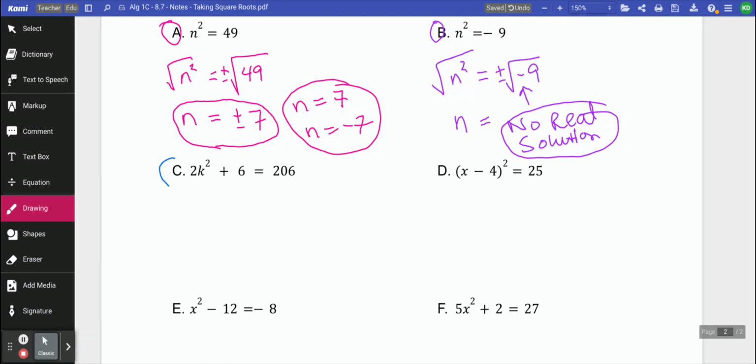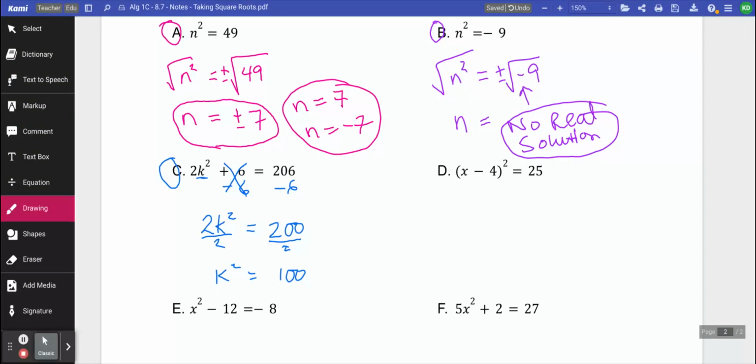Moving on to number C, we have a little bit of undoing to do. We want to get that k squared by itself. See how that's our thing being squared? So we need to undo everything happening to this. We're going to start undoing by subtracting 6 from both sides. Again, inverse operations cancel those out. 206 minus 6 is 200. And then we have to undo times 2, so we're going to undo that by dividing by 2. And we're going to get k squared equals 100.